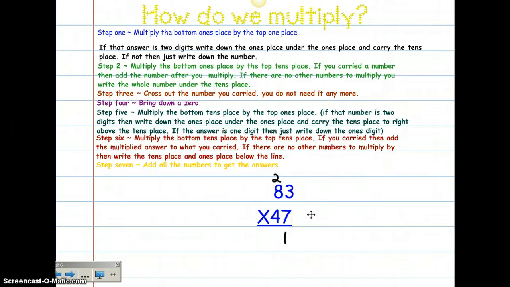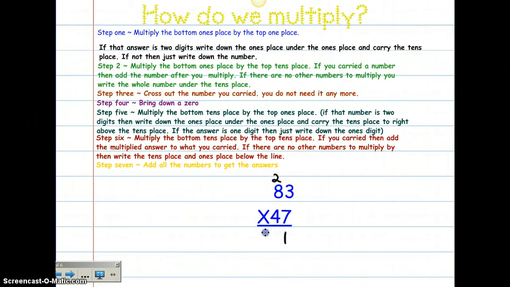Then I am going to do the bottom ones place by the top tens place. So I'm going to do 7 times 8 equals 56. And then I have to add this number 2, not multiply it. I have to add it. So 56 plus 2 is 58.